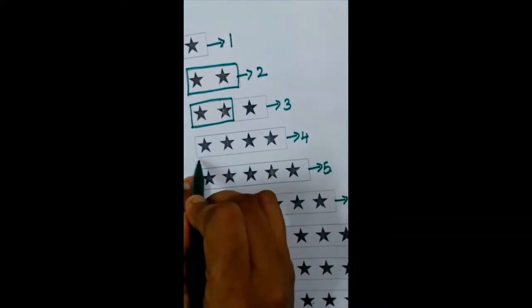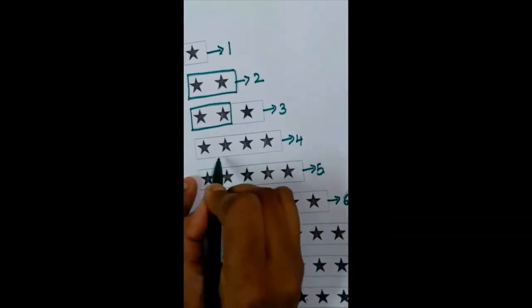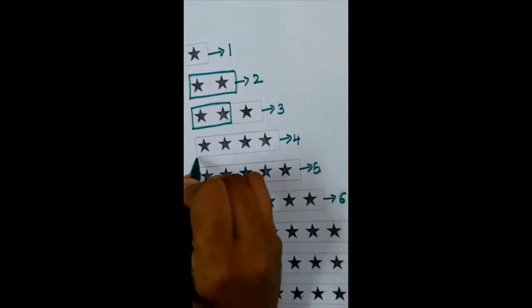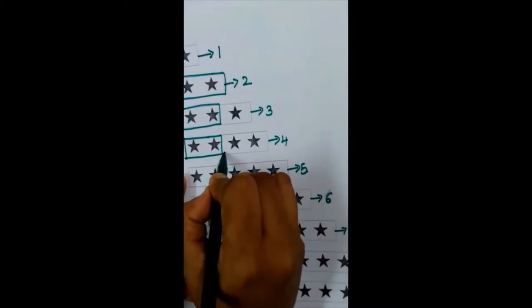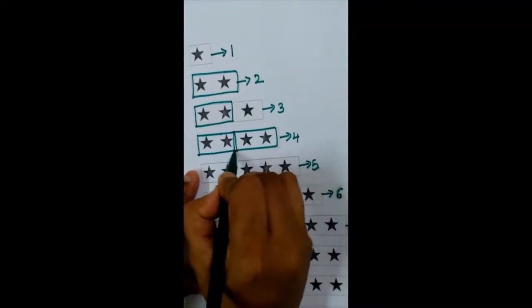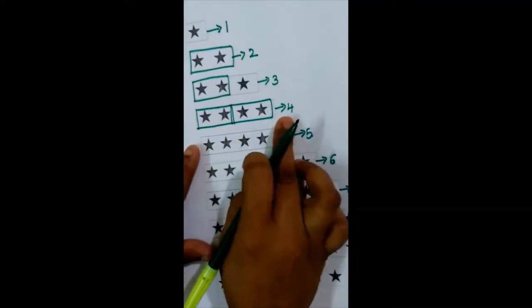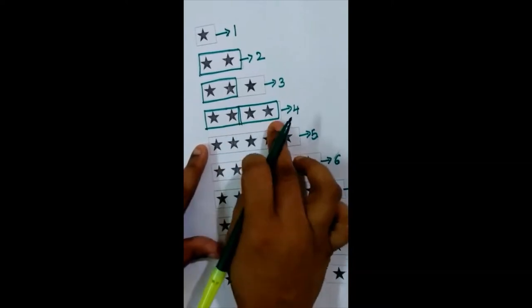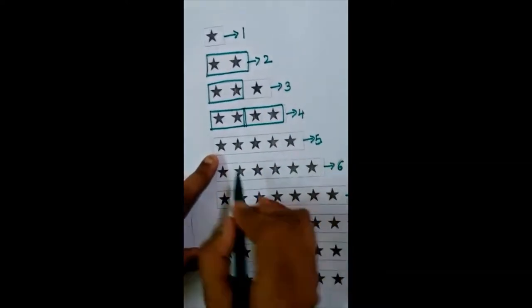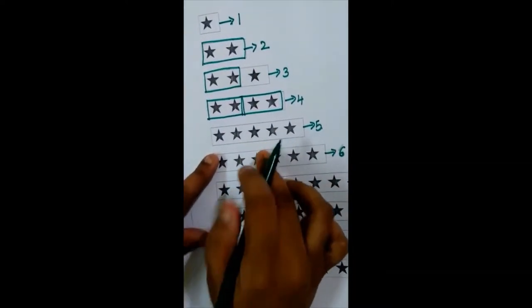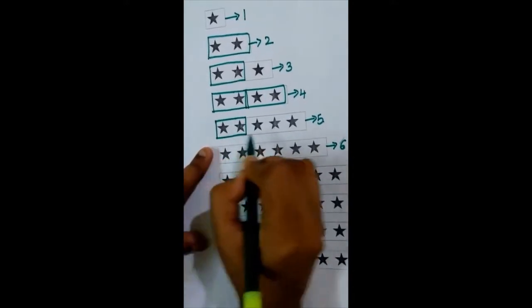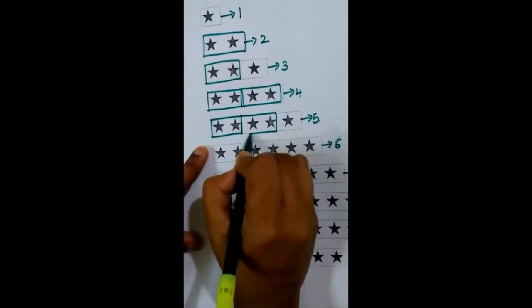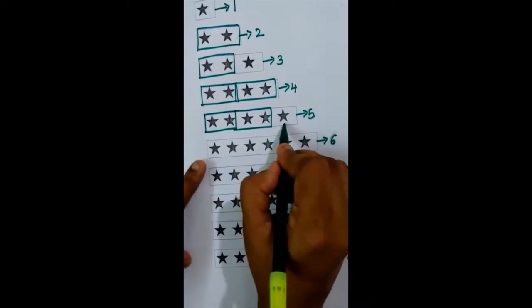Similarly, if you take the fourth group, how many pairs can we make using these four figures? Observe here, we can make one pair. This is one more pair. Totally two pairs in these four figures. Let us take the next group. How many pairs can we make? One pair, two pairs, something is left over.